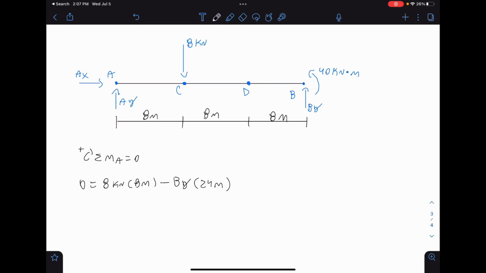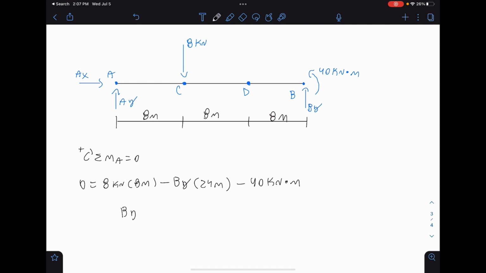And then we also have a moment right on the end of our beam, so let's remember we don't need to multiply it by the distance, because it's not like a point load or anything. It's already a moment, and it's going in the negative direction, so that's minus our moment here, 40 kilonewtons times meters. Now all we need to do is solve for By.